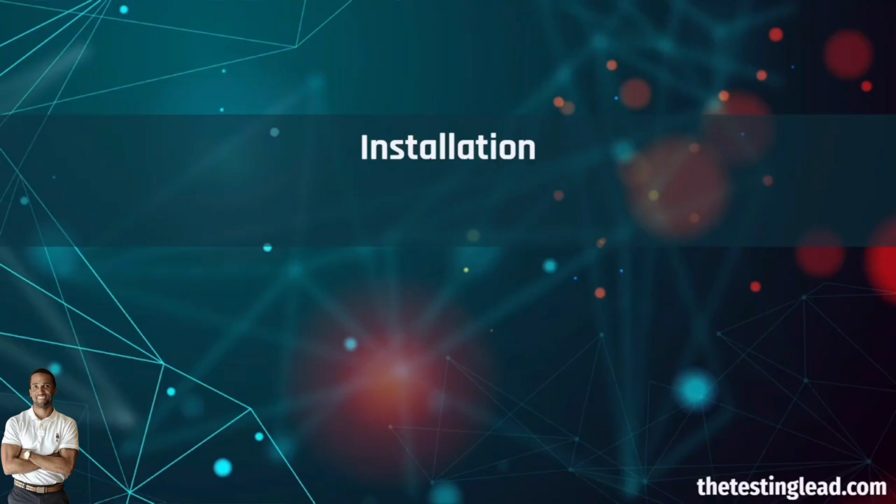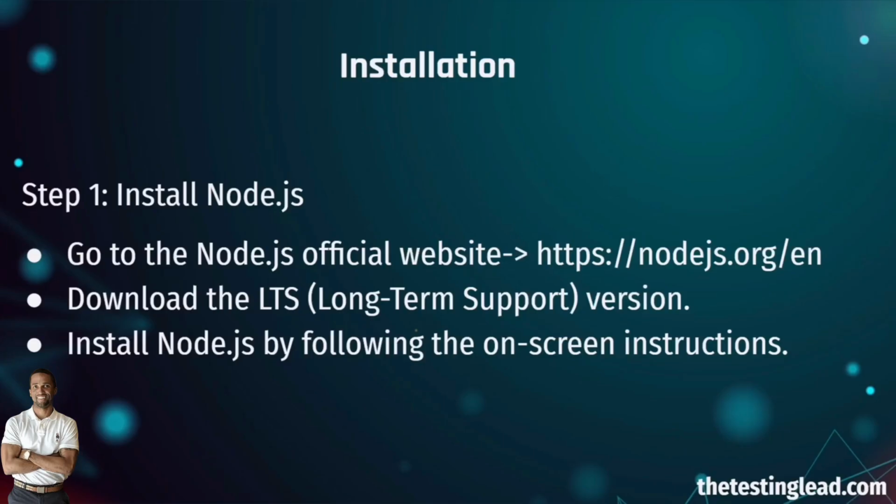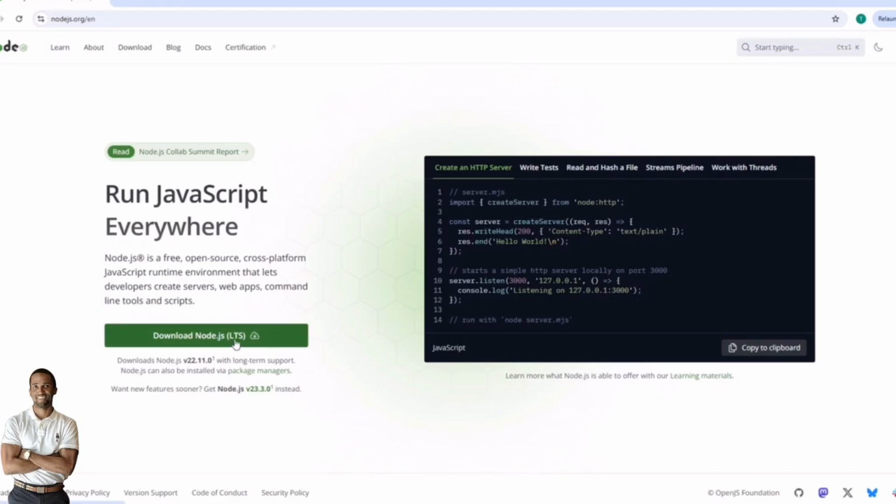Now for the installation. Step 1, we want to install Node.js. Go to the official Node.js website. Download the long-term support version and install Node.js by following the on-screen instructions. So here we are on the website. We're going to click on the LTS version. The download is starting, it's finished.